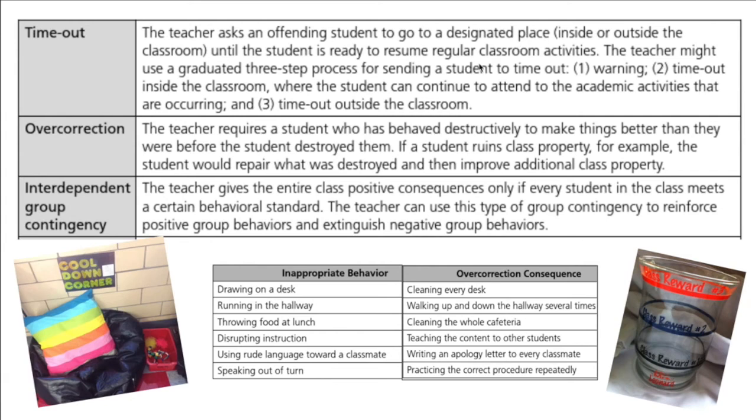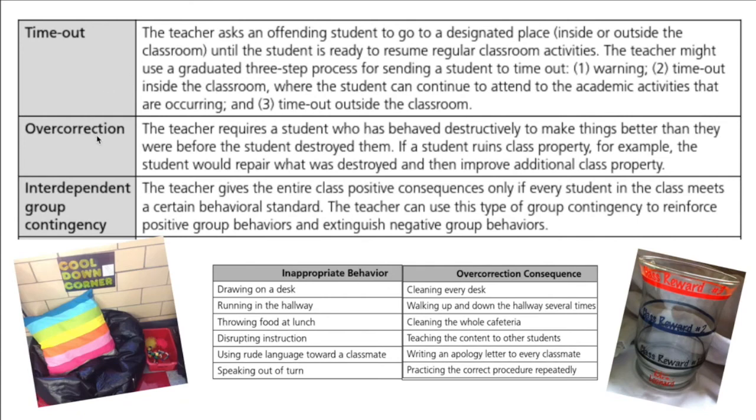Now, we might consider a kind of graduated 3-step process. Start with a warning, a reminder of the expectation, perhaps a timeout inside the classroom, and then only when needed, we do a timeout outside the classroom. We want the kids to be inside the classroom as much as possible where he or she can continue to attend to academic activities. Once we send a kid out of the classroom, they're no longer able to do so. So consider a graduated approach when using a timeout strategy.